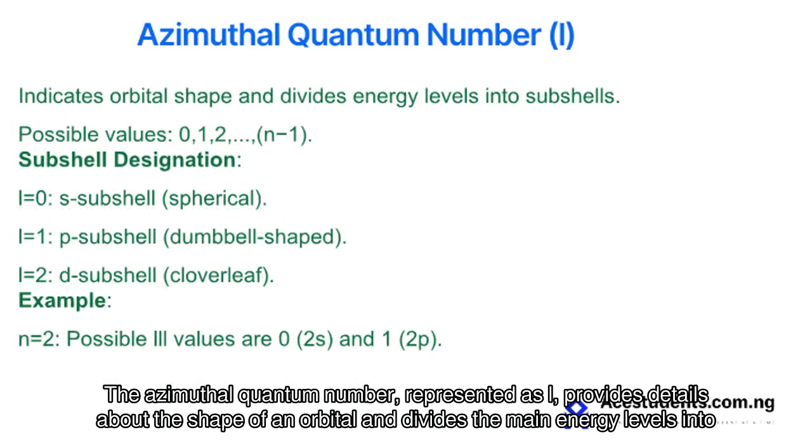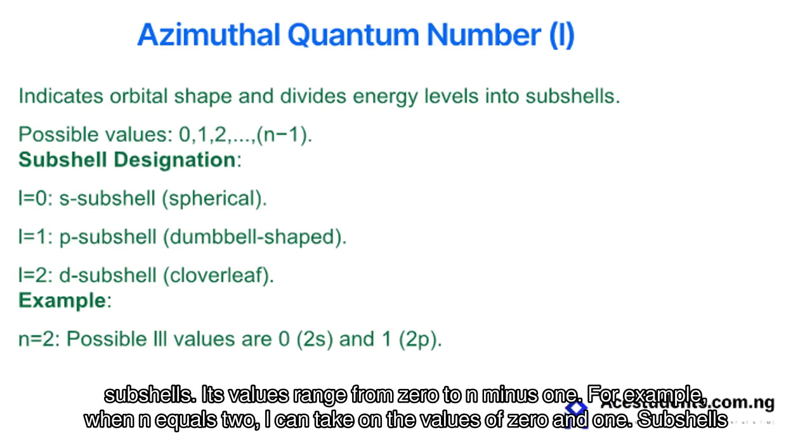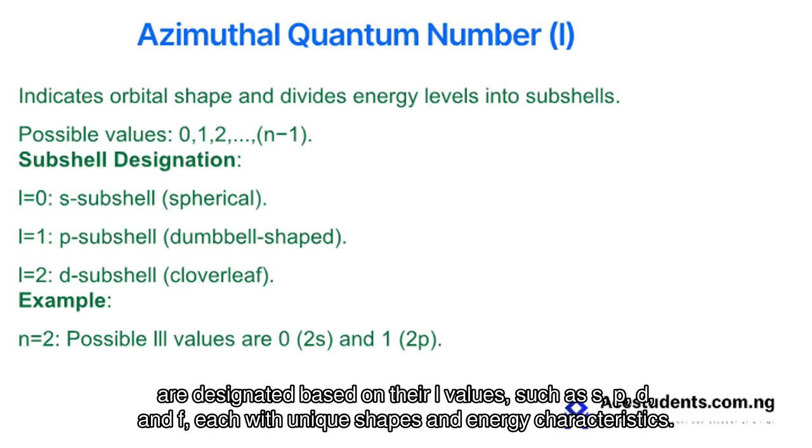The azimuthal quantum number, represented as l, provides details about the shape of an orbital and divides the main energy levels into subshells. Its values range from 0 to n-1. For example, when n equals 2, l can take on the values of 0 and 1. Subshells are designated based on their l values, such as s, p, d, and f, each with unique shapes and energy characteristics.